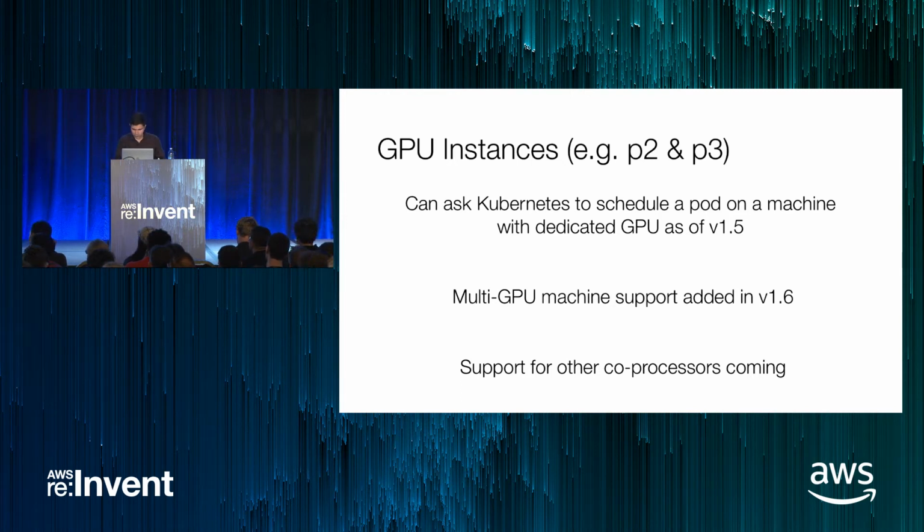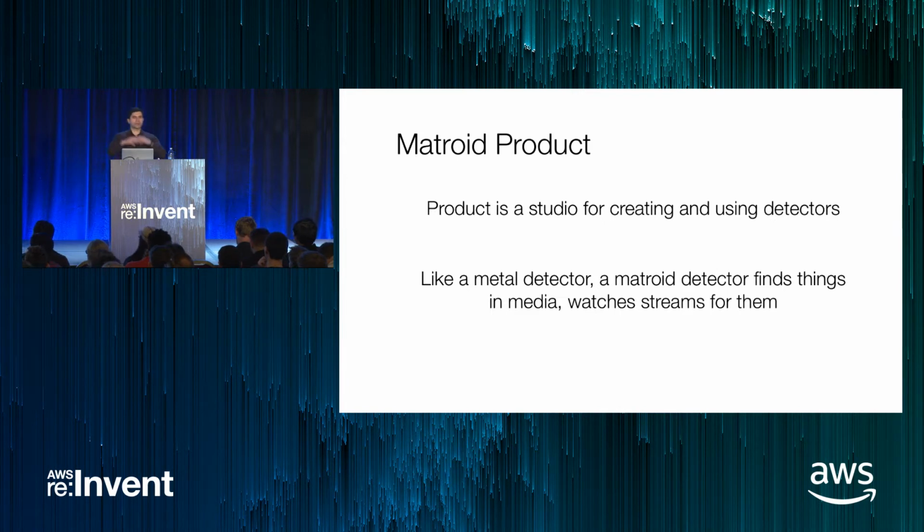All right, so having said all of that, we're now in a fairly good spot to tell you what Matroid actually is from a user's perspective. Matroid is a product for computer vision. It's a studio for creating and using detectors. A detector is a term that I'm going to be throwing around a lot. A detector, much like a metal detector will find metal on a beach, a Matroid detector will find things that it's been created to detect in video. So we're going to create a detector, and then we're going to have it run on some video. We'll do a lot of live demos, and hopefully none of them go wrong.